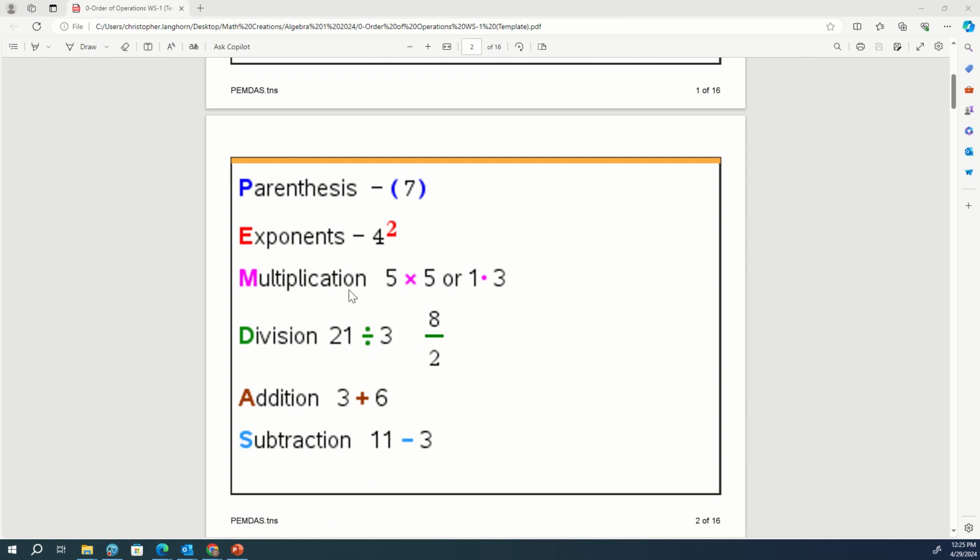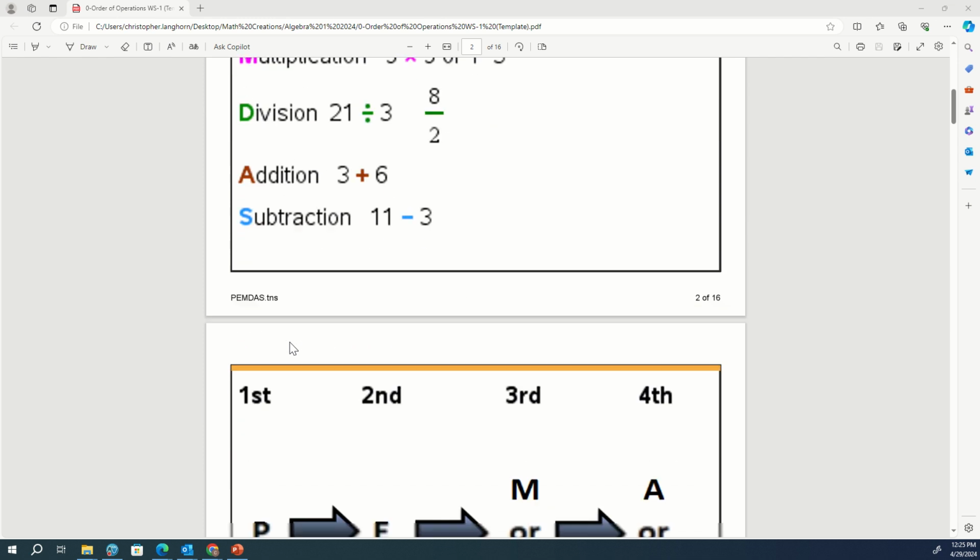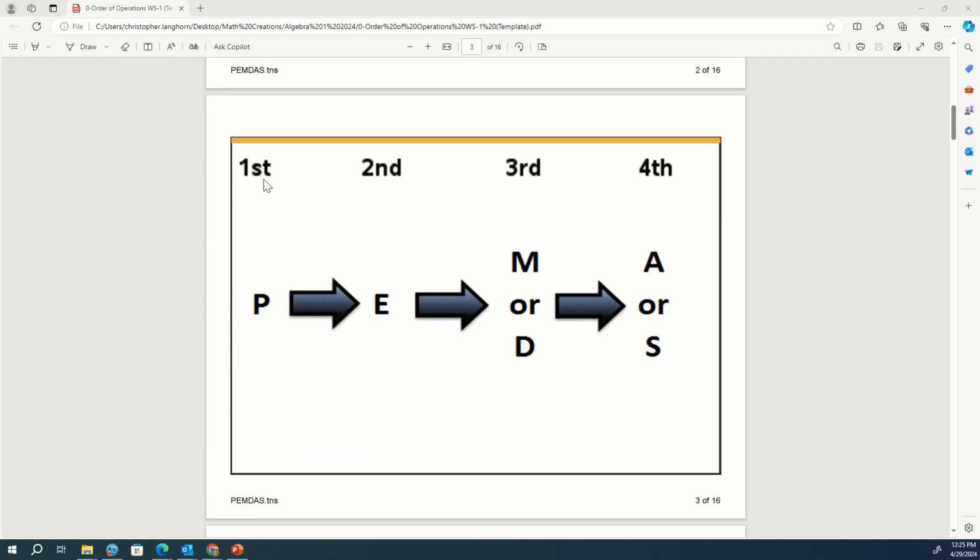And then multiplication, then division, then addition, then subtraction. But multiplication and division are at the same level, and addition and subtraction are at the same level. So here, the first thing you do is parentheses. If you don't have anything to do inside those parentheses, then you go on to exponents. You look for the thing that's to a power. Then next, you look for multiplication or division, whatever comes first, and then addition or subtraction. And we move, obviously, from left to right.